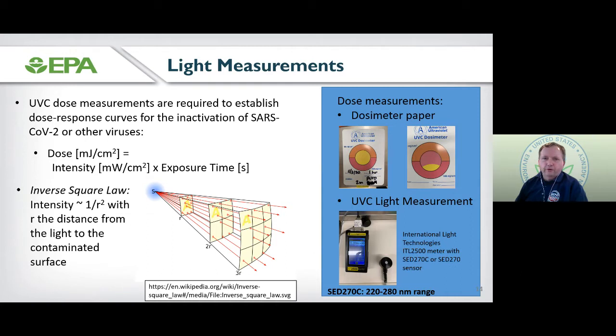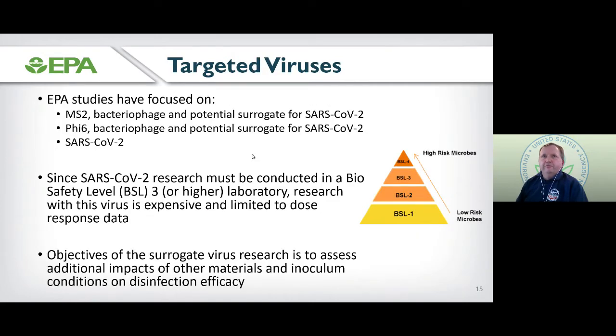Something that may be working very well at 5 inches distance and may claim a high efficacy there will probably not work at 10 times the distance, 50 inches, because then you're at a factor of 100 lower in the actual dose that it is receiving. Two types of light measurements can be considered. We looked at the dosimeter paper, as well as more frequently used UVC light measurements. We relied on a specific detector with a sensitivity in the UVC range of 220 to 280 nanometers.